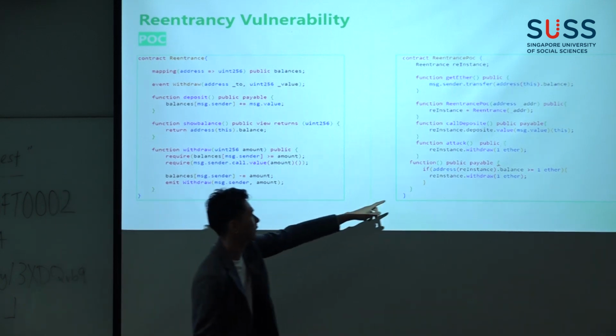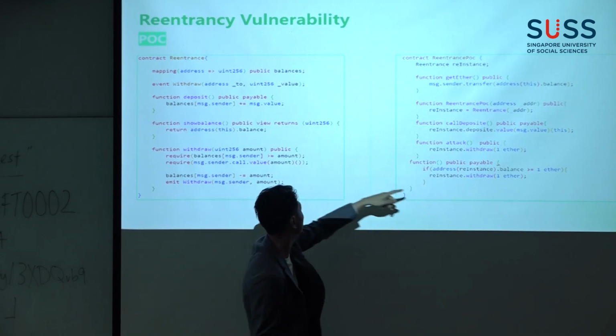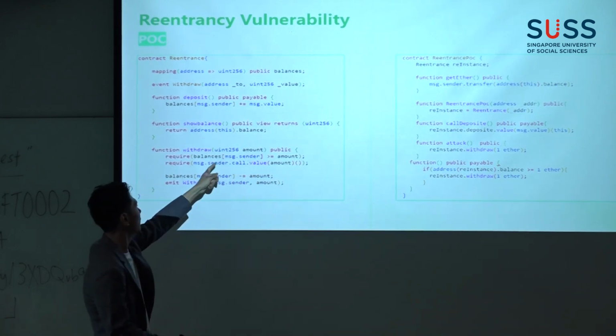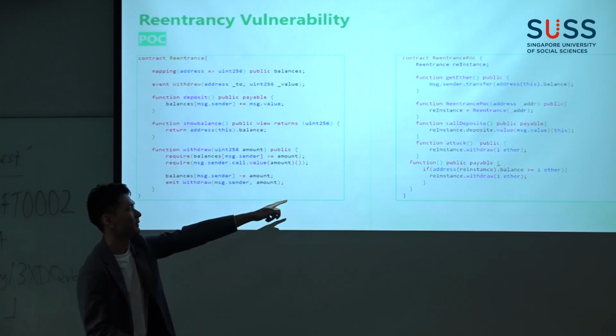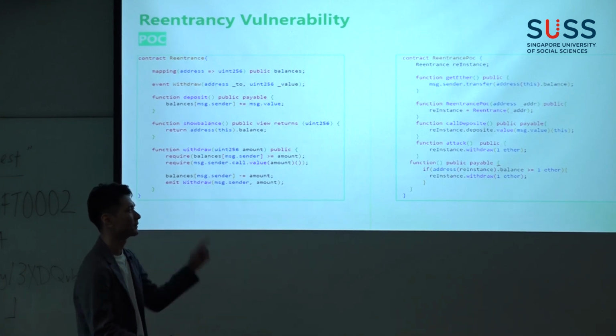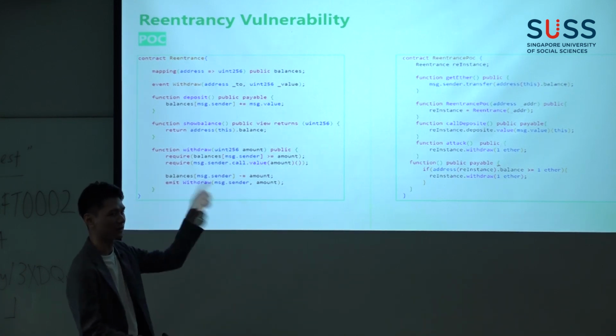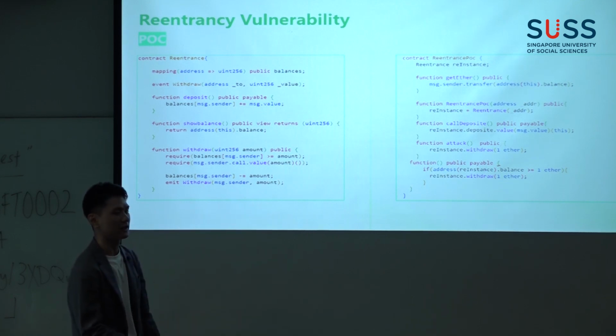So when withdraw is called again, it'll go back to the fallback over and over again, and it'll call back just like that until the balance is less than 1 ether.